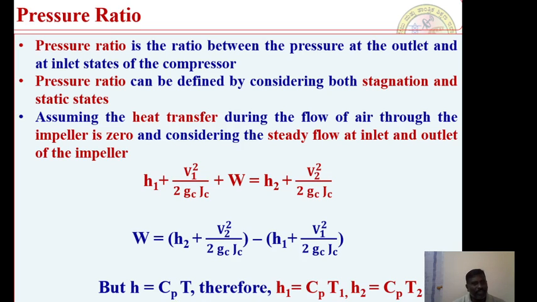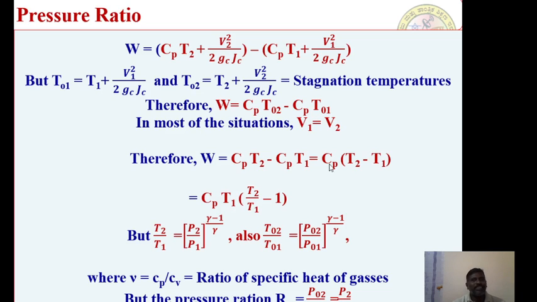But I can write the enthalpy H is equal to Cp into T, that is, the specific heat at constant pressure times the temperature. Therefore, H1 is equal to Cp into T1, H2 is equal to Cp into T2. If you substitute this in the main equation, W is Cp into T2 plus V2 square by 2 Gc Jc minus Cp into T1 plus V1 square by 2 Gc Jc. But T01 is equal to T1 plus V1 square by 2 Gc Jc. This is the stagnation temperature, the total head temperature at the inlet. Similarly T02. Therefore, W is equal to Cp into T02 minus Cp into T01.